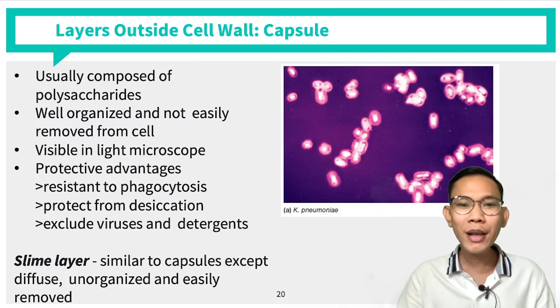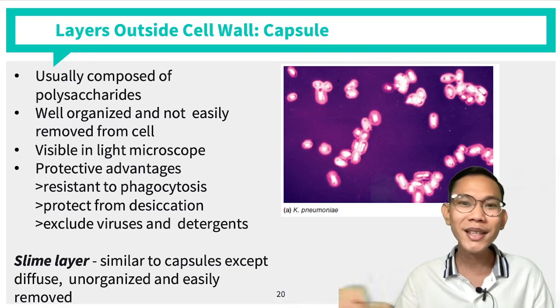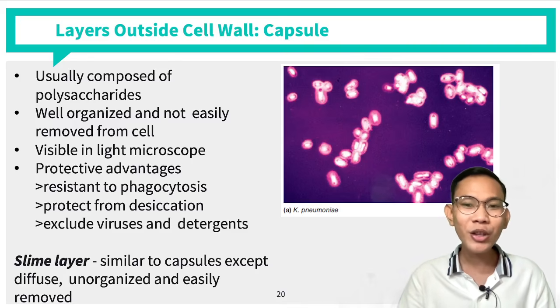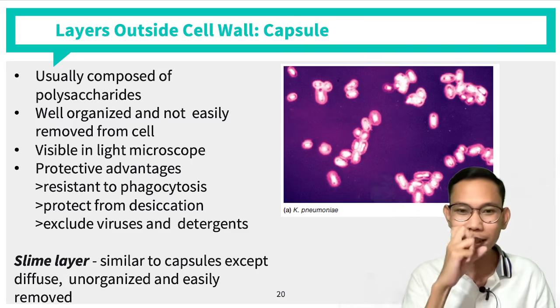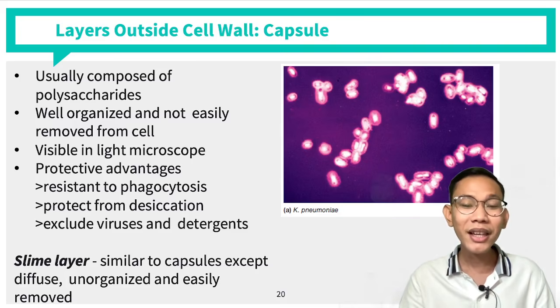And lastly, let's talk about the different layers outside naman, in your cell wall. So first, let's talk about your capsule. Your capsule is usually composed of polysaccharide. It is well-organized and not easily removed from the cell. Remember, is your capsule an essential or non-essential component of your bacterial cell? So please answer, essential or not? It is non-essential. Your bacterial cell may survive without the presence of your capsule.